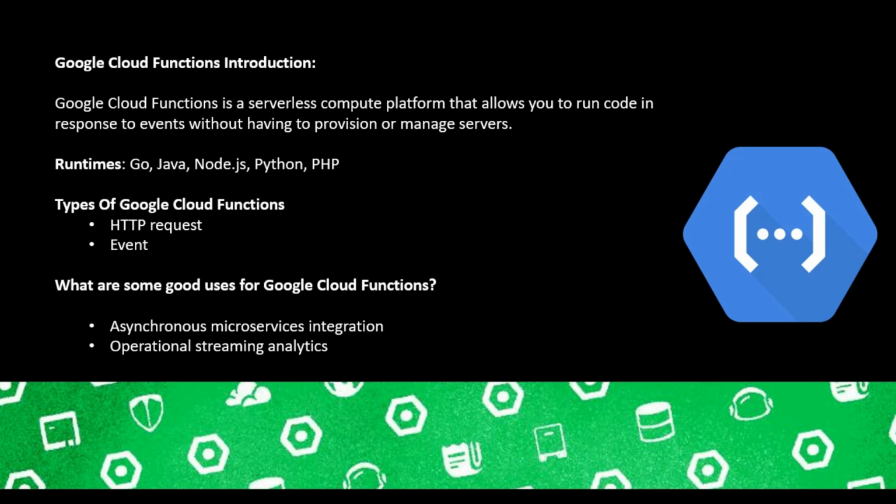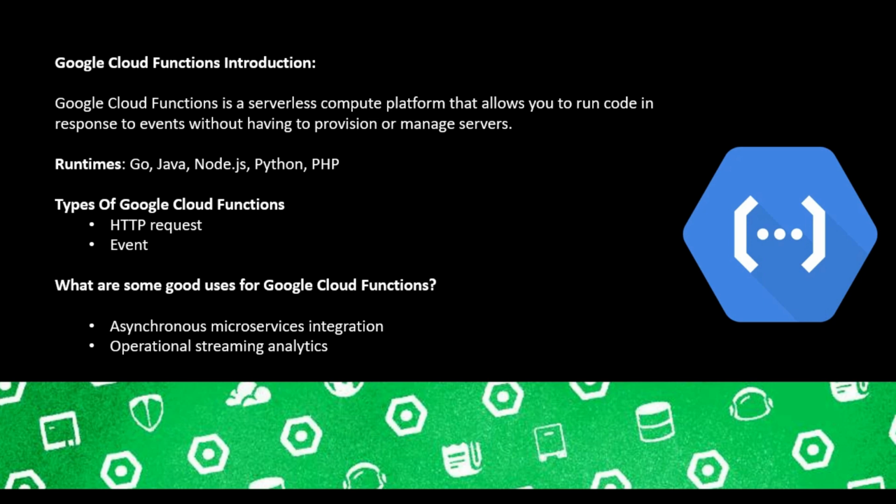The Google Cloud Function is a serverless compute platform that allows you to run your code in response to an event without having to provision or manage servers. Because Cloud Function is a fully managed service, it is a great way to efficiently automate tasks. Cloud Function falls into the function as a service category of computing. FaaS is all about the coding. Next is the runtimes. You can choose a wide range of languages: Go, Java, Node.js, Python, and PHP.